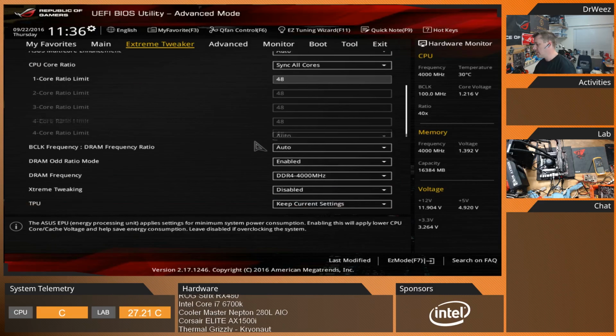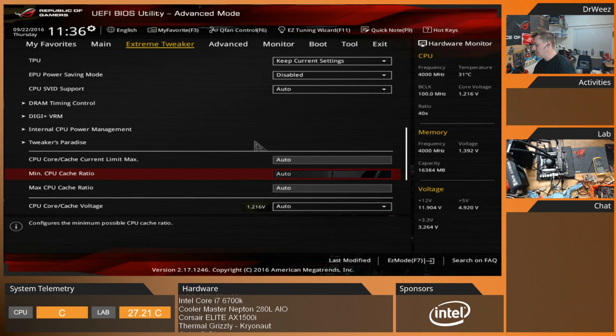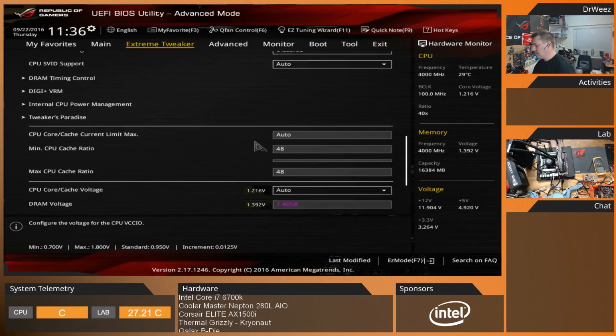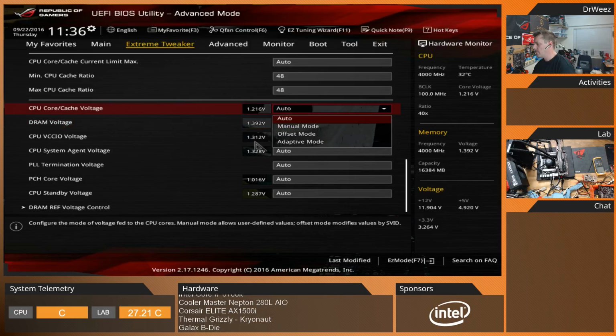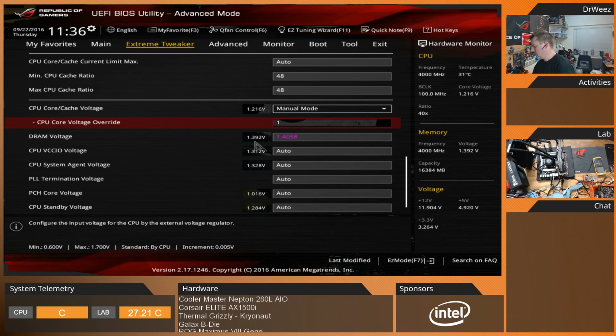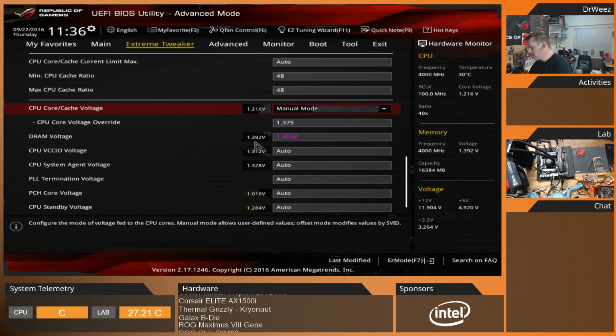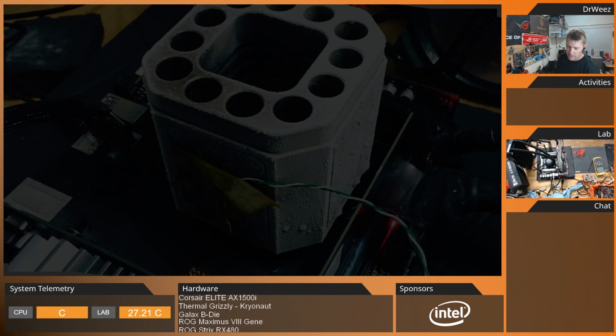So we're just going to set a 48 there. We're going to set a 48 here. Okay, and we just set 1.35 onto the core. 48 was 1.3. Let's go 1.375 for shits and giggles. And let's just get back into Windows.